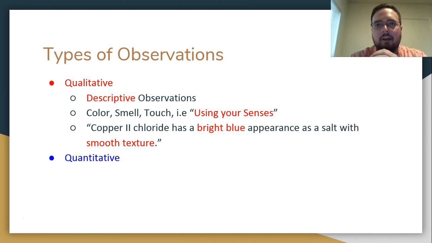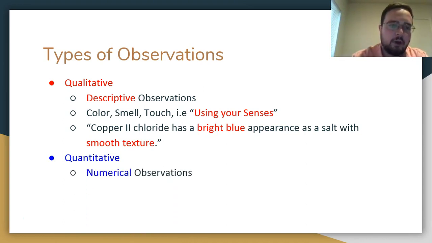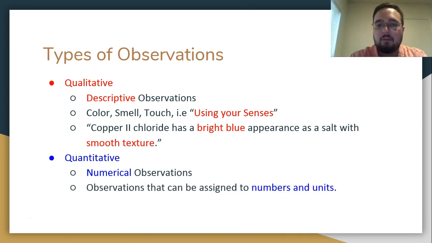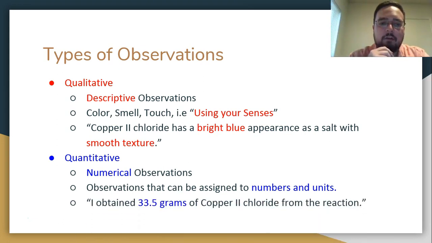The second one is what's called quantitative, which is probably the one that you're more familiar with. Quantitative is a numerical observation, something you can assign a number to, with its units, which is very important. So always have a number and its units. An example would be I obtained 33.5 grams of copper 2 chloride from the reaction. So it's a numerical value of weight or of mass, that I grabbed of copper 2 chloride. So that's very important to distinguish. So again, when you see numbers and units, it's going to be a quantitative observation. Qualitative is going to be more describing the visualization of the thing that you're looking at.